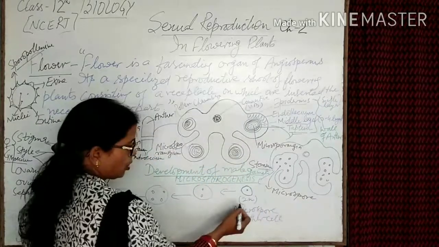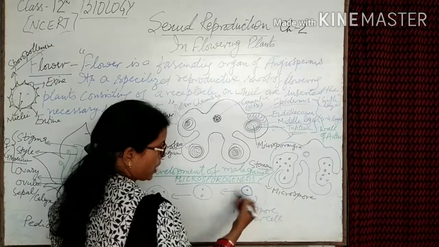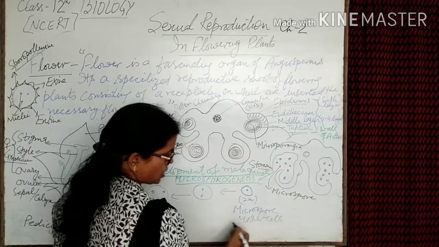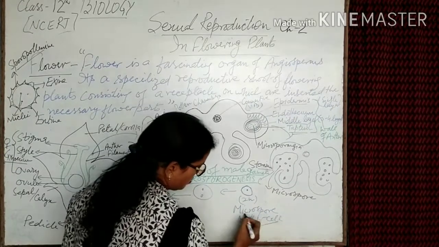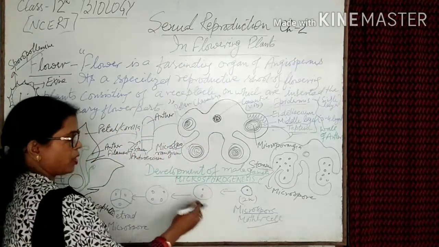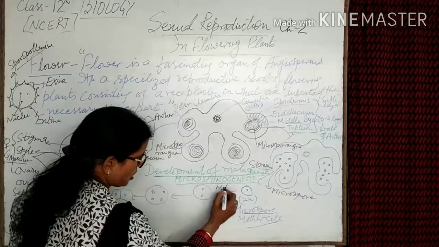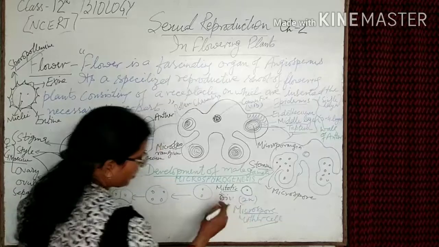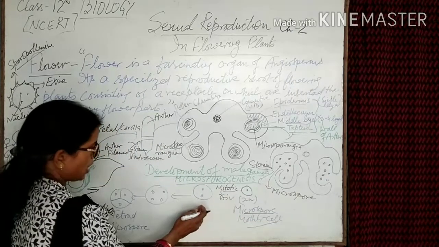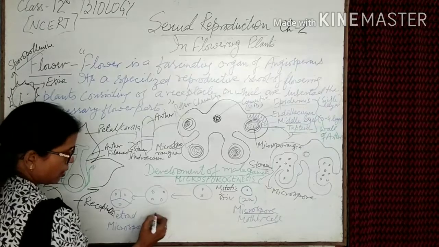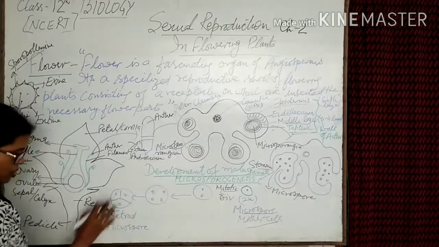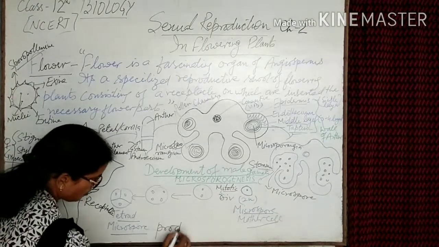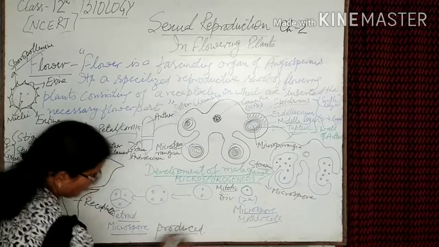And the mature cell is diploid in nature and is known as the microspore mother cell. The microspore mother cell further divides by mitotic division, and after division, one cell converts into two cells, and two cells into four cells. It's a 4-cell stage, and at last, at the 4-cell stage, tetrad microspores are produced by this process.